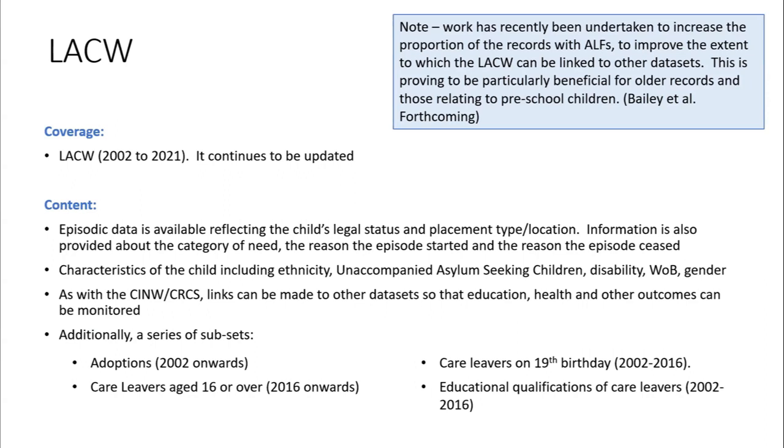There's also information on unaccompanied asylum-seeking children, disability, the child's week of birth, and their gender. And as with the CIN, CRCS, or other data sets within SAIL, links can be made to other data sets so that education, health, and other outcomes can be monitored.